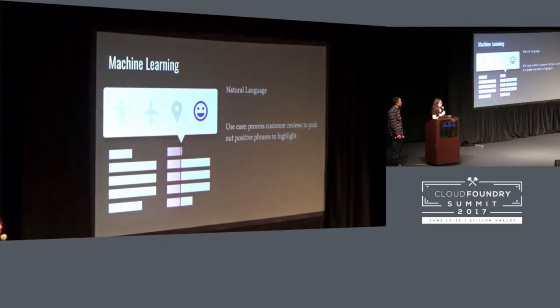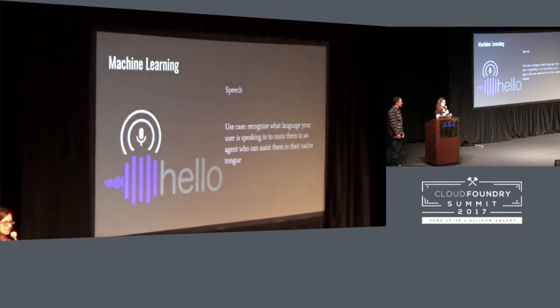The natural language API does entity detection as well as sentiment analysis. So something you could use this for at your own company would be to process customer reviews, pick out ones that are especially positive, and try to highlight those phrases in your next marketing campaign.